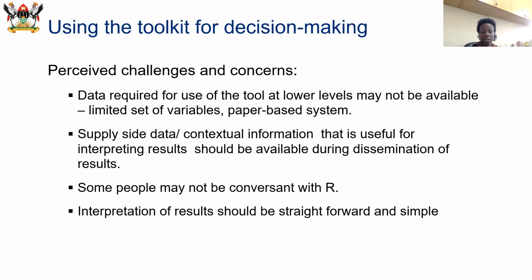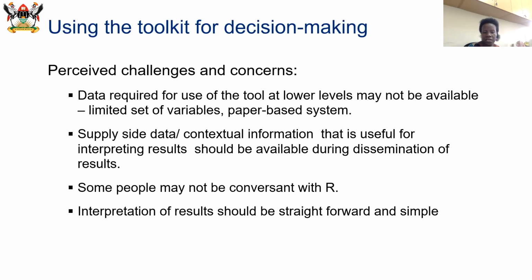Sometimes this information is available, sometimes that kind of contextual information is not available. And so the message they were giving is that whenever dissemination is happening, we need to try and ensure that this kind of supply side and contextual information is also collected. Then some people may not be conversant with R and may face some challenges in terms of utilizing the tool. That was also noted. They also noted that not all policymakers or implementers may be well versed with the interpretation of some of the statistics.